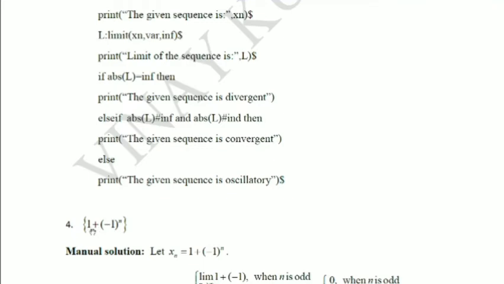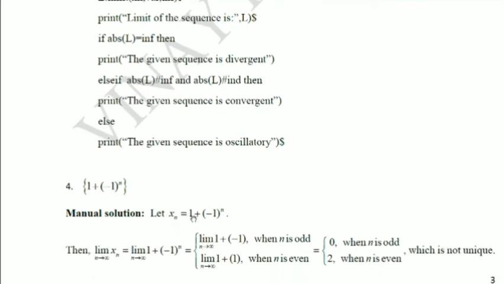In the next one, the nth term of the sequence is 1 plus (-1)^n. So this is your xn. Now let's apply the limit for this: limit as n tends to infinity of 1 plus (-1)^n. Now remember, when n is odd, this takes a different value. When n is even, this takes a different value.